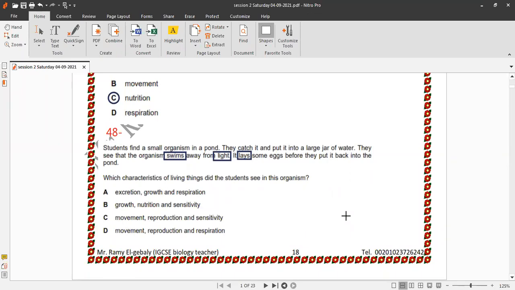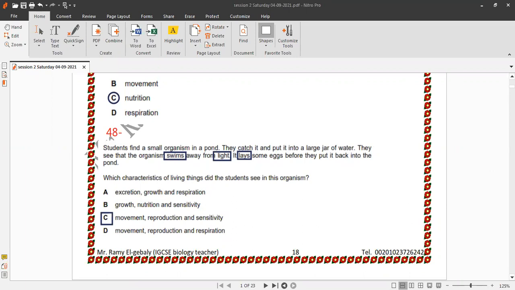Which characteristics of living things did the students see? Swim away from light, and C. It lays... C. Why C? Because here, movement. Yes, movement, swim, and reproduction, lay eggs. And sensitivity, away from light. Thank you, Abdurrahman.